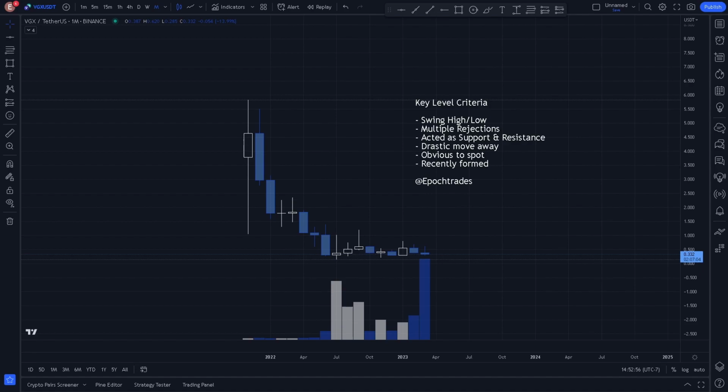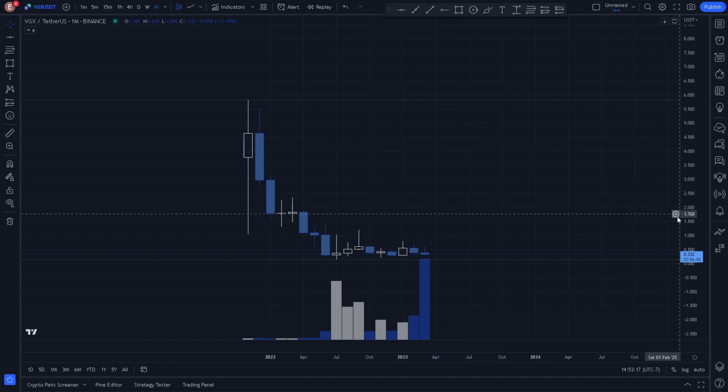Today we're going to be covering key levels on the monthly and weekly time frames for VGX. So, as always, our key level criteria: we look for swing highs and swing lows, multiple rejections, acted as support and resistance, drastic moves away, obvious to spot, and recently formed. So, let's go ahead and hop right in.